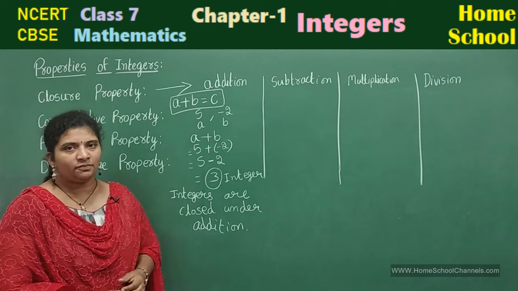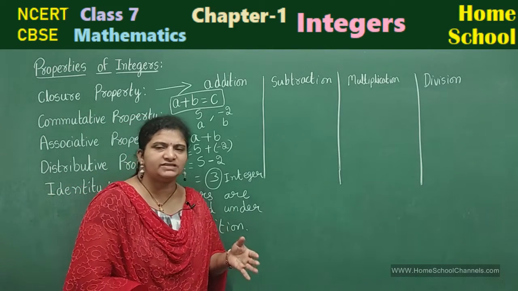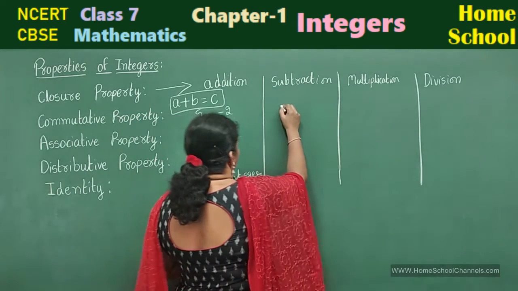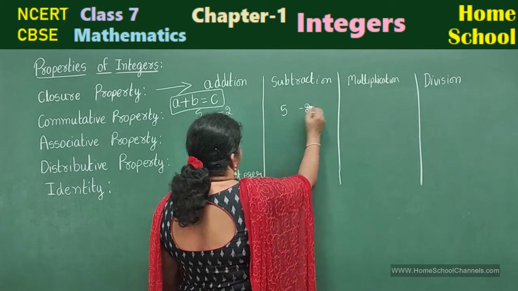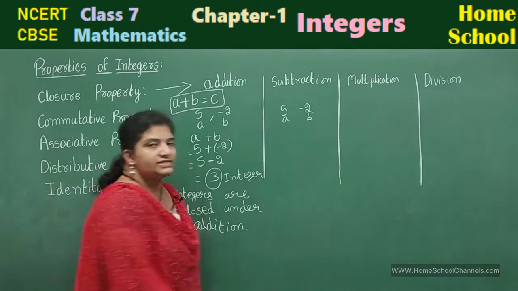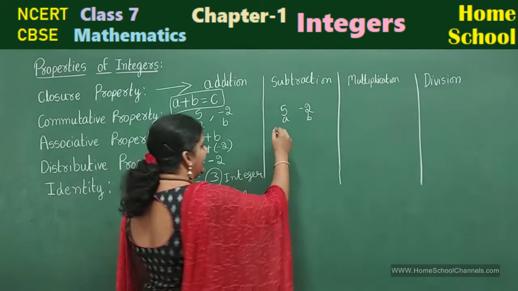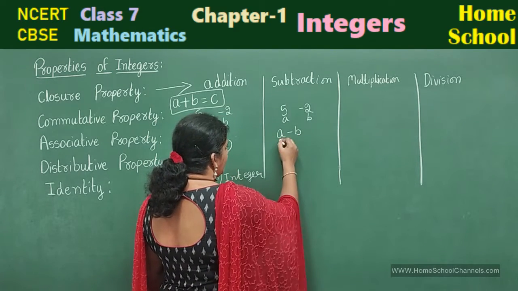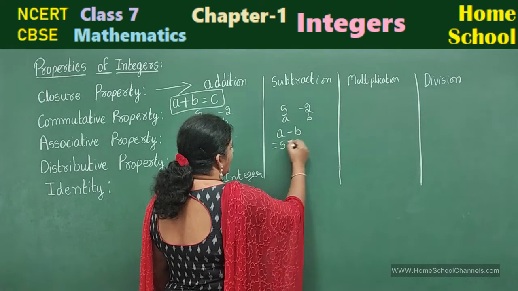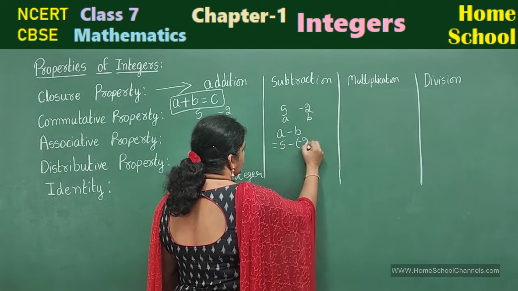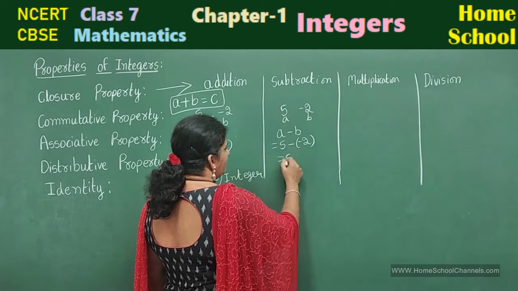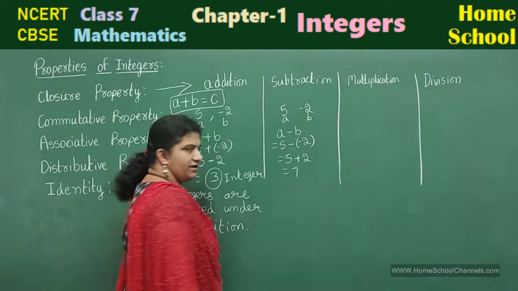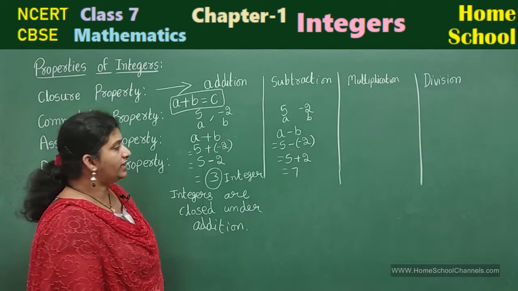So let's move with the next operation, subtraction. Again we take same, any two integers. Let me take the same integers. Let me take A 5 and B minus 2. Subtraction of any two integers, A minus B. Do A minus B, substitute. A value is 5 minus B value is minus 2. Okay. 5 minus into minus plus 2. 5 plus 2 is 7. Okay. So what is this 7?